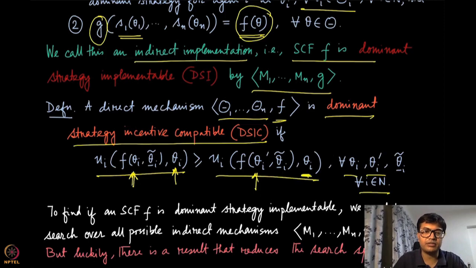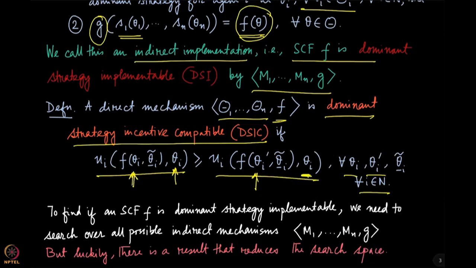So to find if a social choice function is dominant strategy implementable, we essentially need to search over all possible indirect mechanisms. That is one difficult part: if we go for the indirect implementation, then these spaces could be very arbitrary and large. We do not really know whether any mechanism exists. If we could not find any indirect mechanism, it does not mean that it is not dominant strategy implementable. But luckily we have a result, the revelation principle, which reduces this search space. It says that if you have a dominant strategy implementable mechanism, then you will always have a dominant strategy incentive compatible mechanism, which we are going to discuss in the next module.